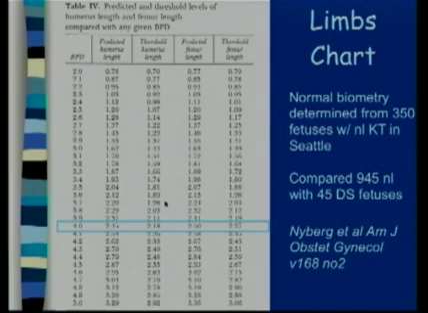Now, how do you do this, looking for short femurs? We use this table from Nyberg et al., and we look at the BPD, and this is a normal predicted humeral length. And if the length is less than 2.18 at 4 BPD, then that is a short humerus. Here's a normal femur, and if it's less than this number, then it's a short one.